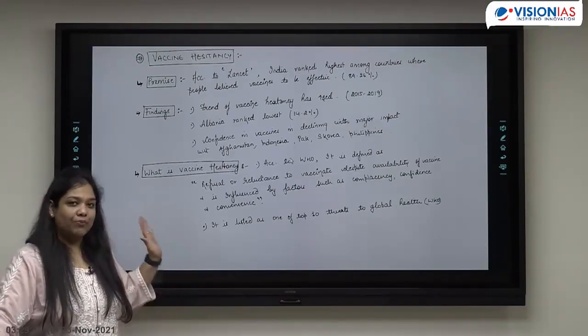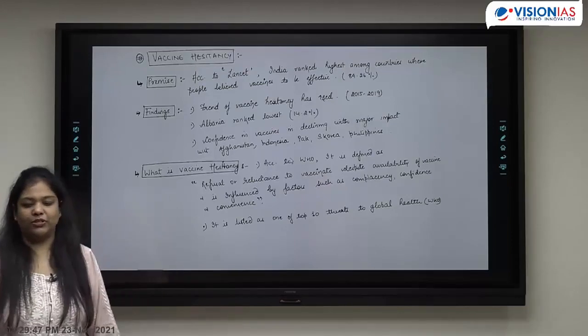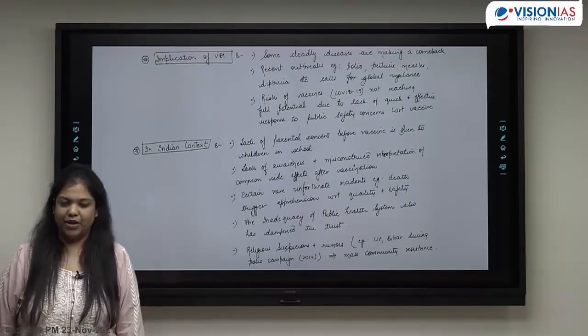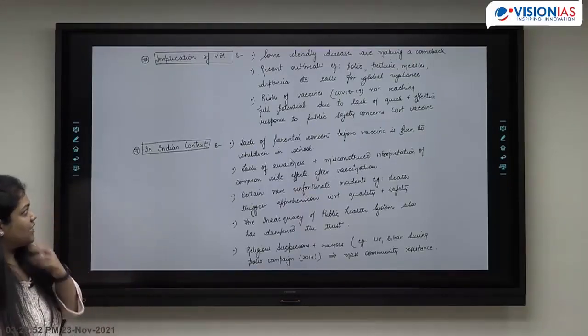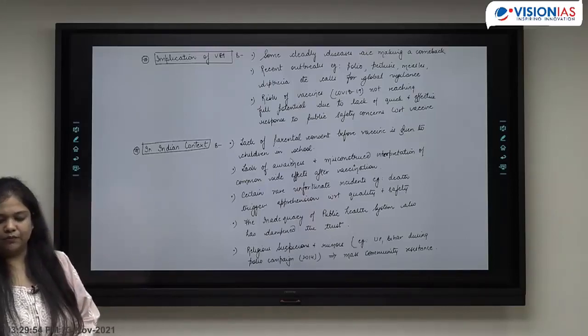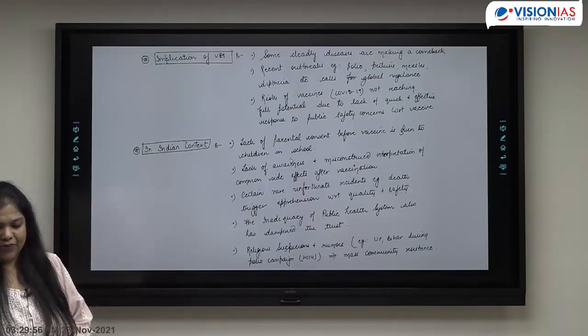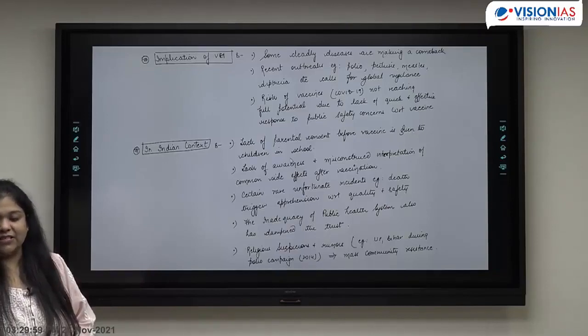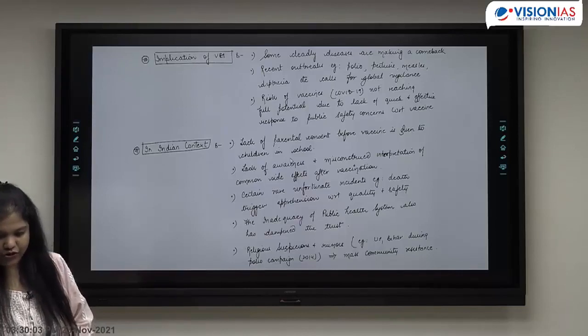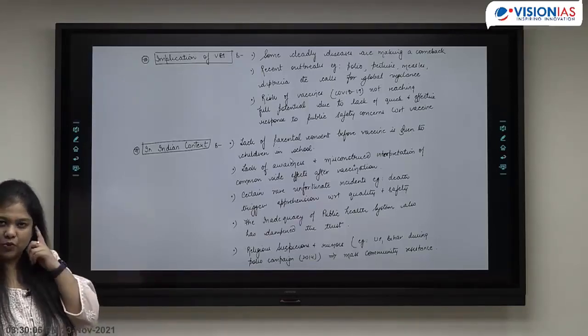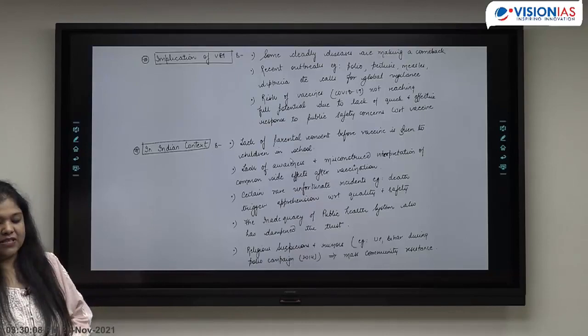And it is one of the major emerging global threats in the world. Now, what are the implications of vaccine hesitancy? Obviously, deadly diseases are making a comeback. There is a risk that vaccines are not reaching their full potential because of a lack of quick and effective response to public safety concerns with respect to vaccines. Then recent outbreaks of diphtheria, polio, measles call for global vigilance. So that is nothing but the implication of vaccine hesitancy.